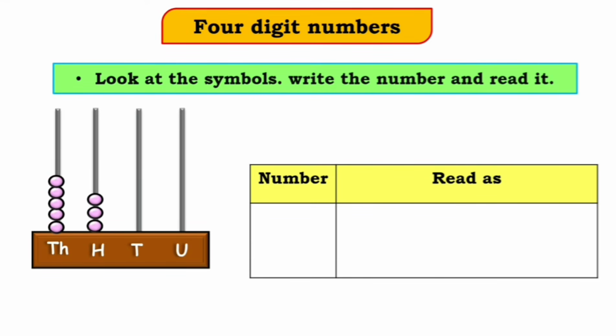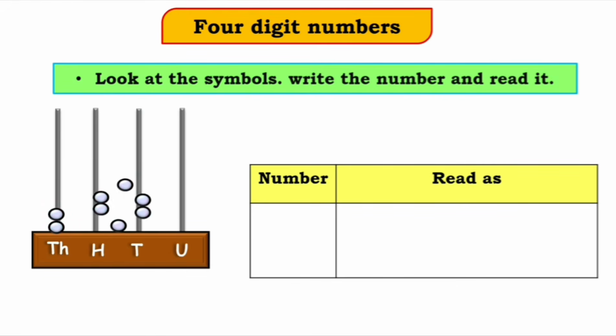Now here in this abacus, 5 beads are there in the thousands place. So we will write 5 in the thousands place. 3 beads show 300. So let us write 3 in the hundreds place. Then 0 beads in the tens place. So let us write 0 in the tens place. Then again 0 beads in the units place. So we will write 0 in the units place. Hence this number is written as 5300.